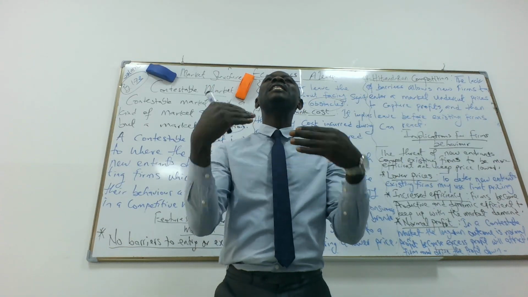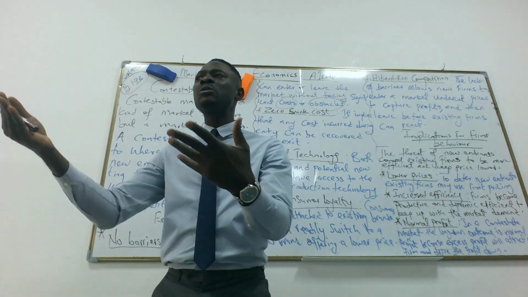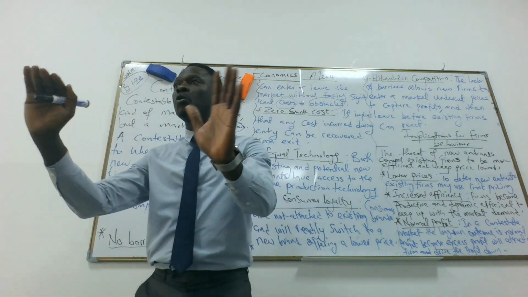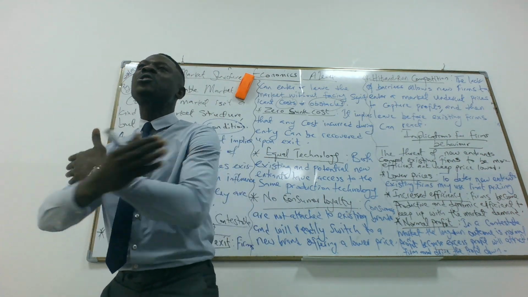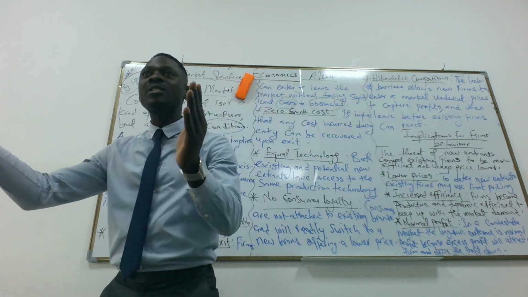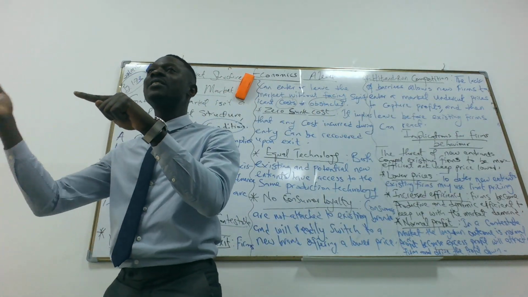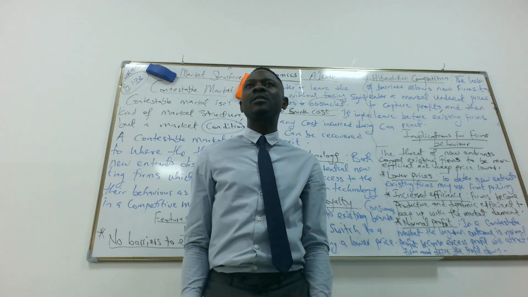A contestable market allows it. Why does a contestable market allow it? Because there's free entry and exit. You don't have to tell anyone you want to leave. You're not incurring further cost. There's no sunk cost. Sunk cost is the reason why most firms will not want to come into a market, and sunk cost is the reason why most firms find it difficult to exit the market.